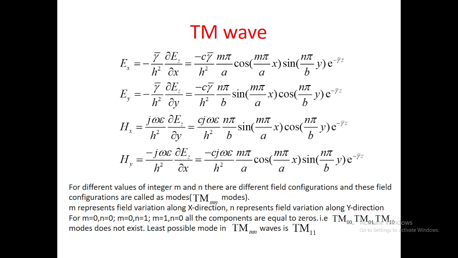For different values of integers m, n, different field configurations are possible, and these different field configurations are called modes. The general mode is TMmn mode. Suppose m equal to 0, n equal to 0, or m equal to 0, n equal to 1, or m equal to 1, n equal to 0. For all these combinations, all field components are zero. That means TM00, TM01, TM10 modes do not exist. So the least possible TM mode is TM11.